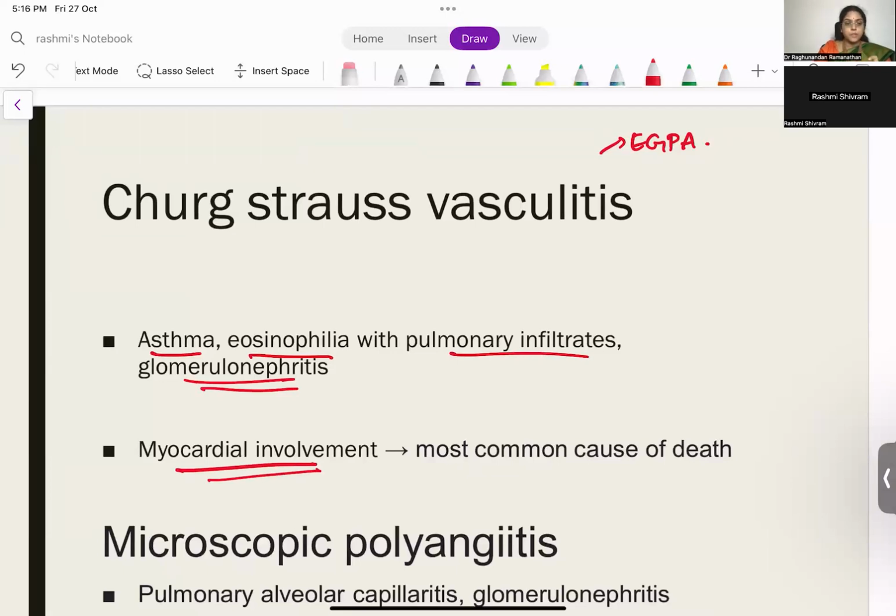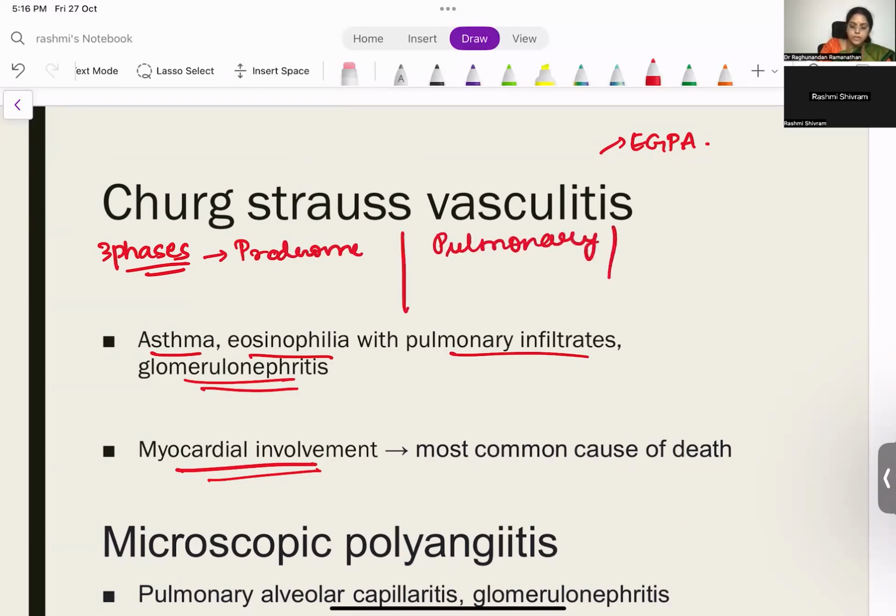This EGPA, what happens? Again, this has three phases. Where else did we see these three phases? We saw it in Kawasaki disease: febrile phase, vasculitic phase, and convalescent phase. What happens in Churg-Strauss vasculitis or EGPA? Again, there is a prodromal phase. Then you have a pulmonary phase, right? And the third one will be a vasculitic phase, right? Pulmonary phase and vasculitic phase.